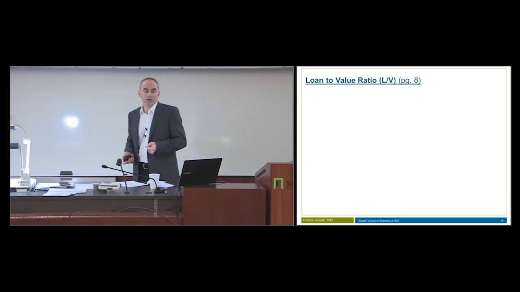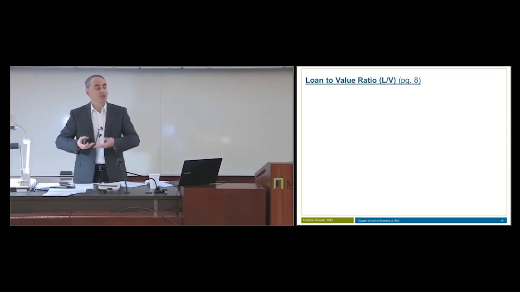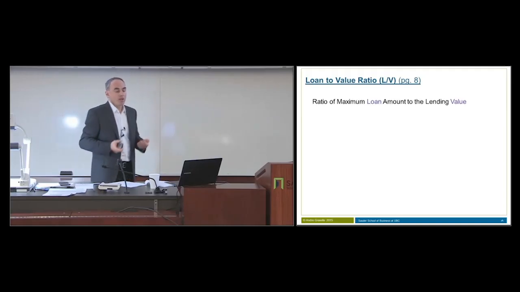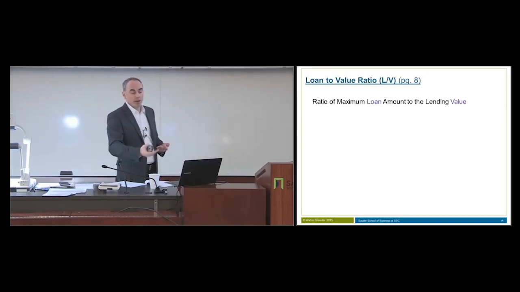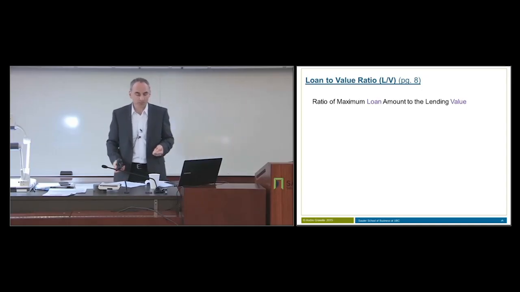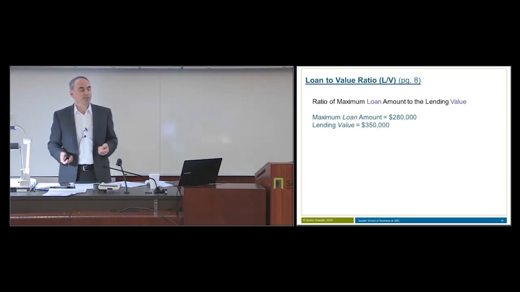So loan-to-value ratio. This is another ratio. Again, it's just something relative to something else. So it's the loan relative to the value of the property. So the ratio of the maximum loan amount to the lending value. So that's what the ratio is. And if we put some numbers to this, it's relatively easy to illustrate.